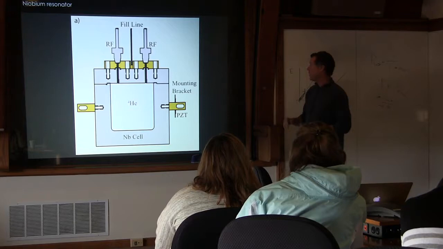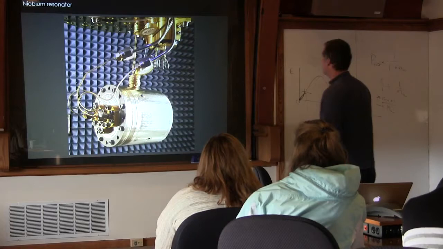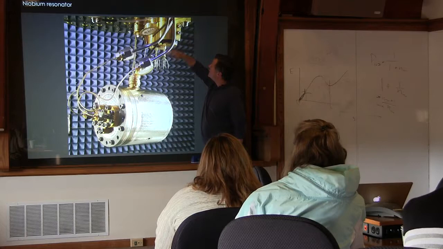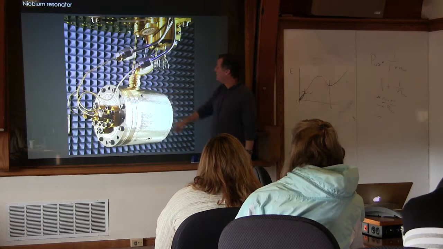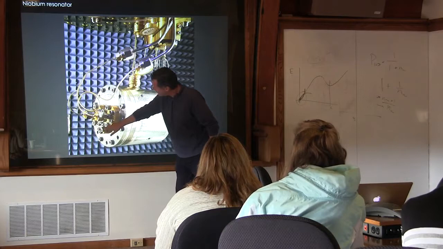There's a fill line to fill this thing, and then there's a microwave in and a microwave out. So here's a picture of the experiment down in the bottom of the fridge. The bottom of the dilution fridge is here. We're hanging the cell off of a copper wire to do the cooling. Microwave in, microwave out, and then there's a little capillary. Can't see the capillary. Oh yeah, there it is, coming off there. So we fill this huge volume with this tiny capillary.